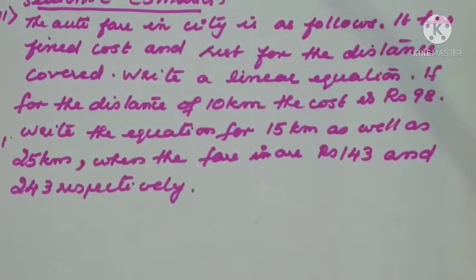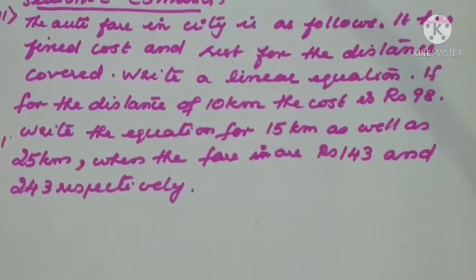Next question, section C with 3 marks, the 11th one. The auto fare in a city is as follows. It has a fixed cost and a rate for the distance covered. Write the linear equation if for a distance of 10 km the cost is rupees 98. Write the equations for 15 km as well as 25 km when the fares are respectively rupees 143 and 243. Got this one?